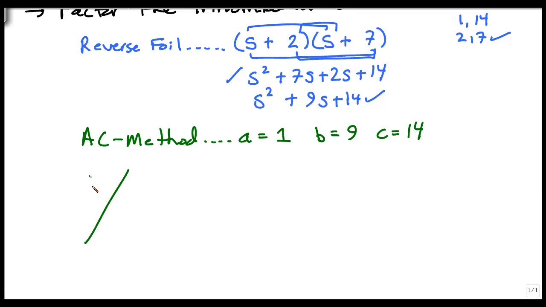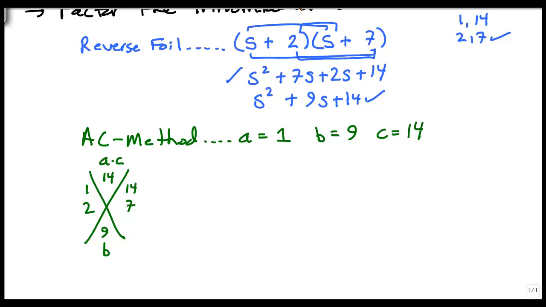So I make a big X, and up here goes A times C, and down here goes B. So A times C would be 1 times 14 is 14. B is 9. So I'm looking for two numbers multiplied together that give me 14, added together that give me 9. So I could put a 1 and a 14, or a 2 and a 7, 3, 4, 5, 6, 7, 8, 9, 10, 11, 12, 13. None of those go into 14.